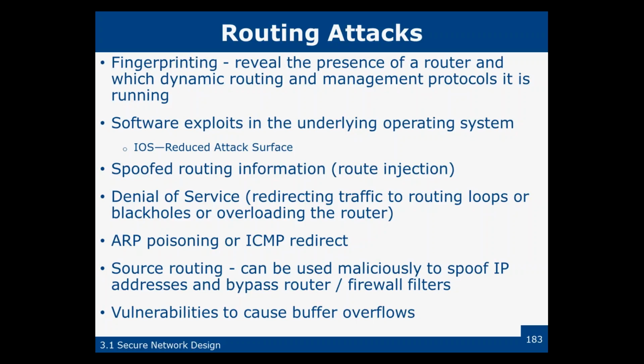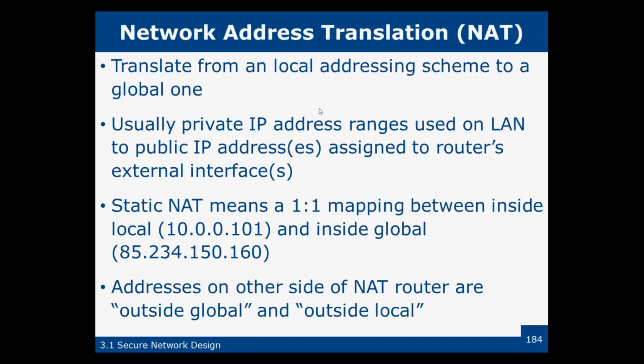Source routing can be used to spoof the address and bypass a router. What source routing does is tell the computer what route to use. And you could have vulnerabilities that cause buffer overflows. There's lots of things, and most of this is not going to happen to you, particularly if you're paying attention to what's going on and take care to do the things that you need to do.